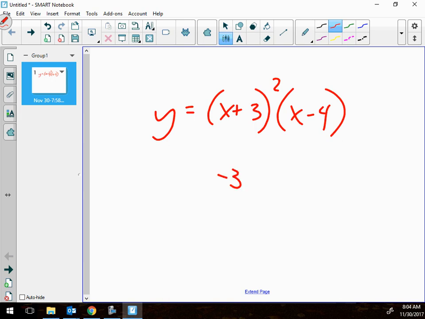The -3 is the root. Remember, the root is not a 3. The root here is -3. The factor has an x plus 3. Anyway, this root and this root, those are the x-intercepts, the roots, the zeros.